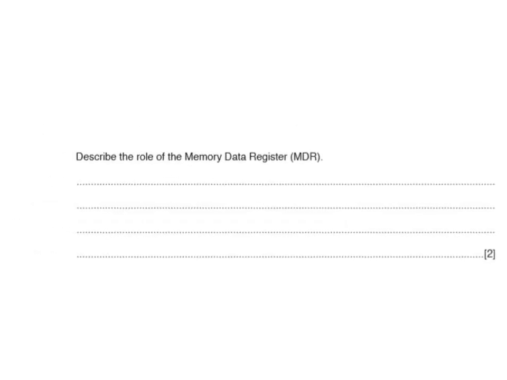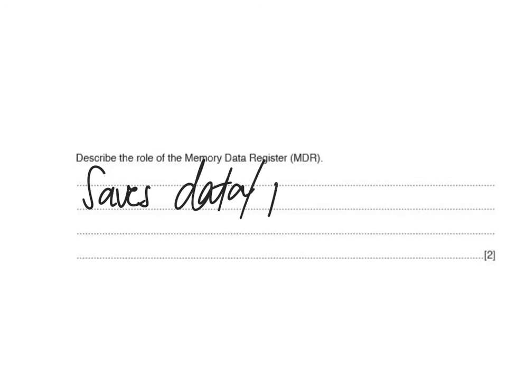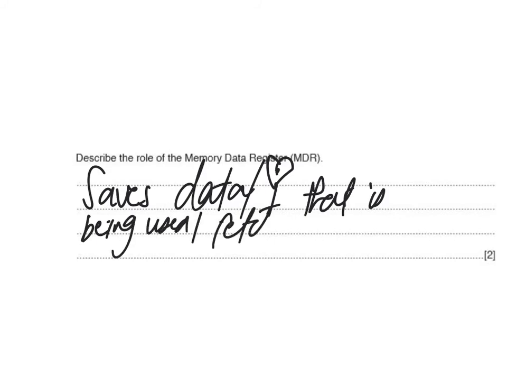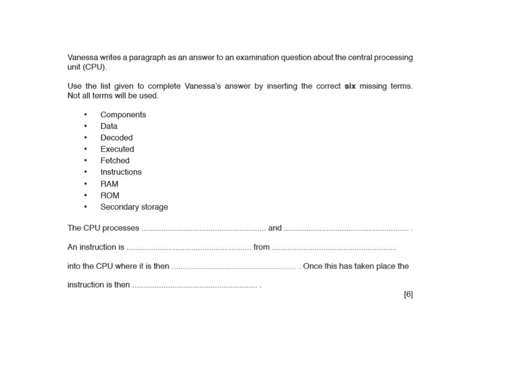So nice, straightforward. Describe the role of the memory data register. So it saves data or the instruction. Don't write this in the exam. Write instruction that is being used, I guess. Being used, fetched from the address given by the MAR. Easy peasy. Nice. These are the best ones. You can fill it in.